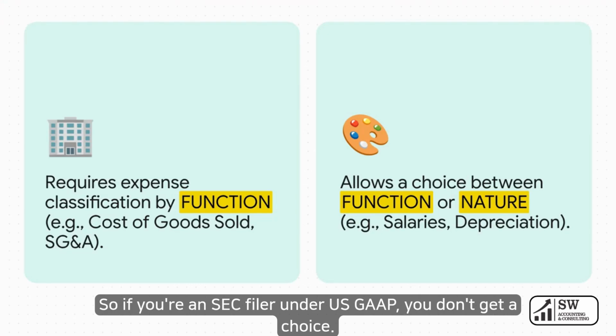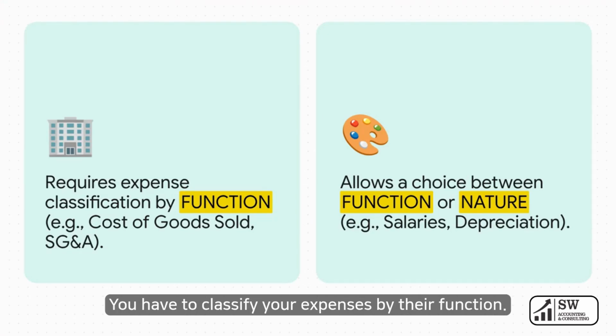So if you're an SEC filer under US GAAP, you don't get a choice. You have to classify your expenses by their function. Things like cost of goods sold or SG&A.